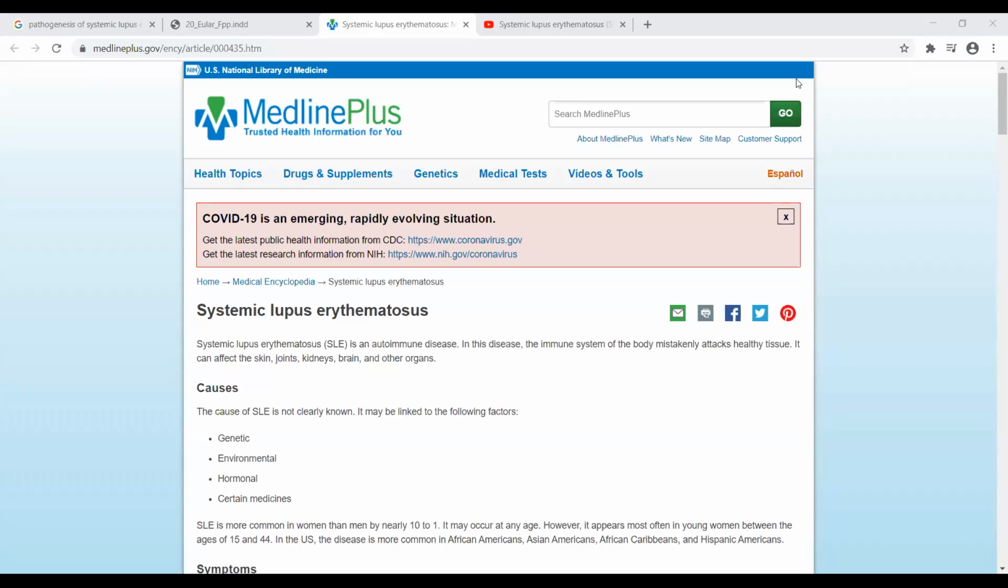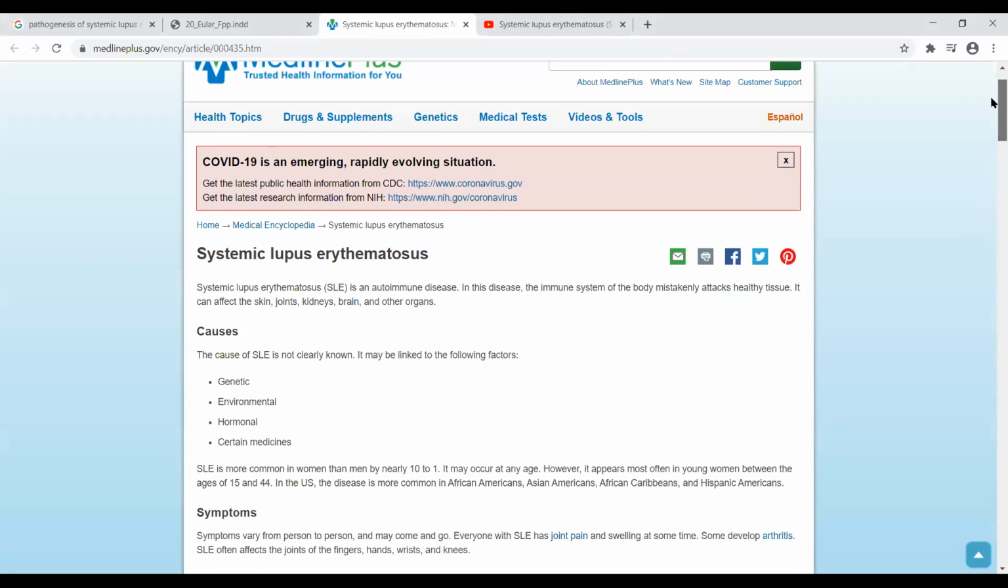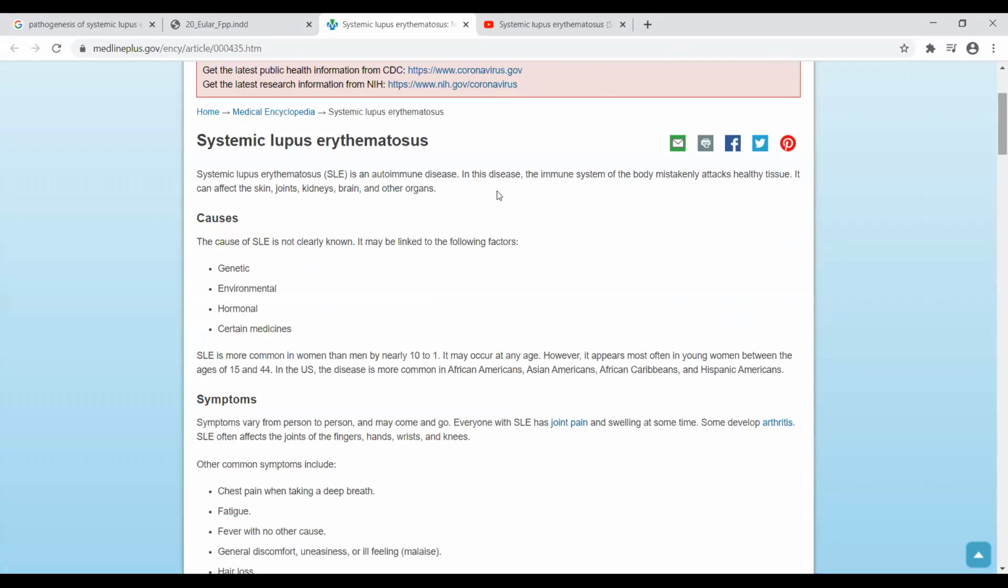Now, you probably might not have heard about this disease before. Systemic lupus erythematosus might be a new kind of disease, so let's see what it is. Systemic lupus erythematosus, what is it? It is an autoimmune disease, and in this disease, just like the other autoimmune diseases that we have seen, the body's immune system mistakenly attacks the healthy tissues of the body.